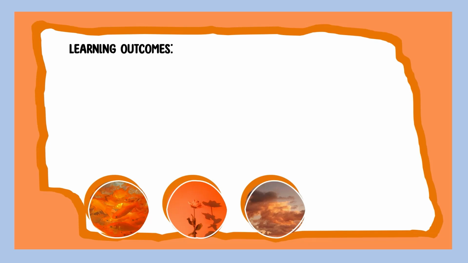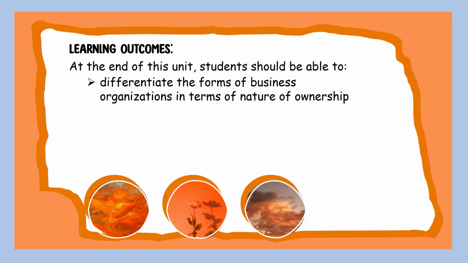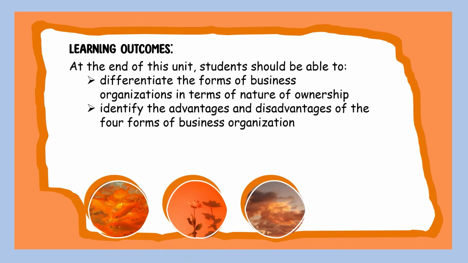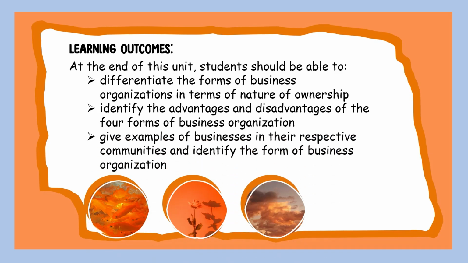At the end of the topic, you are expected to learn these learning outcomes. Differentiate the forms of business organizations in terms of nature of ownership. Identify the advantages and disadvantages of the four forms of business organization. And give examples of businesses in your respective communities and identify the form of business organization.